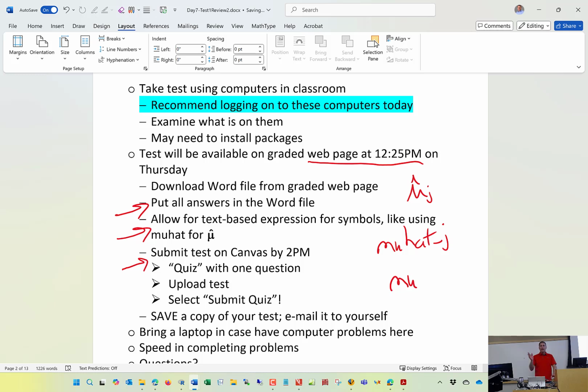Our class normally ends at 1:45, but you're welcome to take up until 2 p.m. to complete the test. There should be no one coming in this classroom after us, so that's why I'm giving you that extra time. At least on the schedule, there is no one.